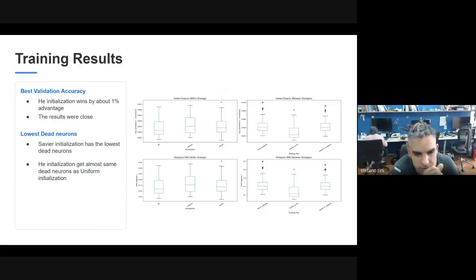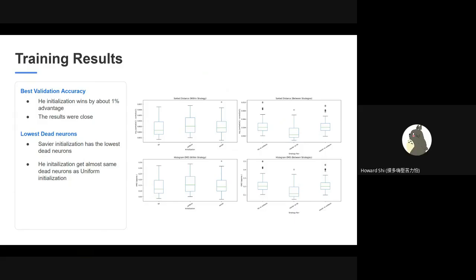Let me observe this a second. Very nice. Sorted distance. So the first one is the sorted distance, right? So it's very close. And the other one, EMD. What is EMD? I don't really remember. Let me check the code.